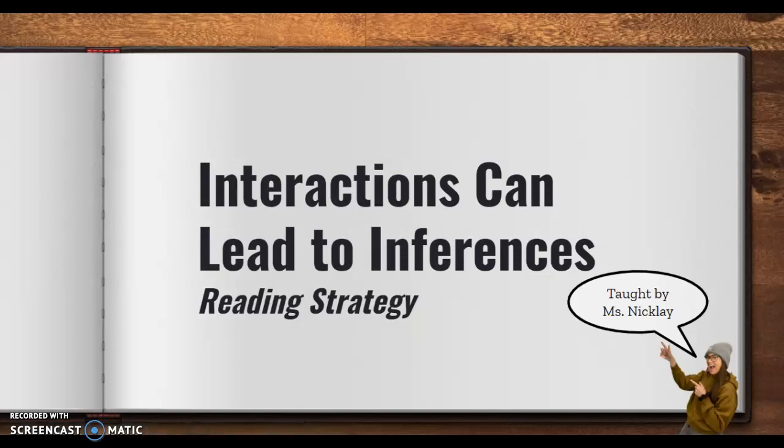The reading strategy we are going to be focusing on today is interactions can lead to inferences. Remember, inferences are not something directly given to you by the author. Based off what you're reading and those context clues, these are ideas we form. They're almost like a hypothesis or educated guess. What you think might happen, sometimes predicting the future, or maybe just trying to think, what is the author trying to tell us? So they're not directly given to you.